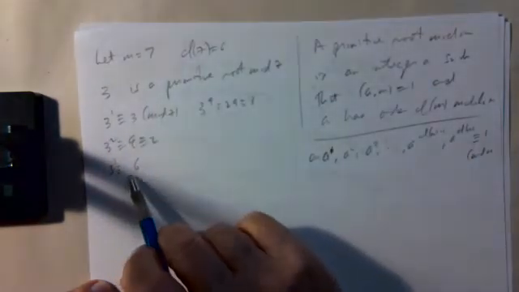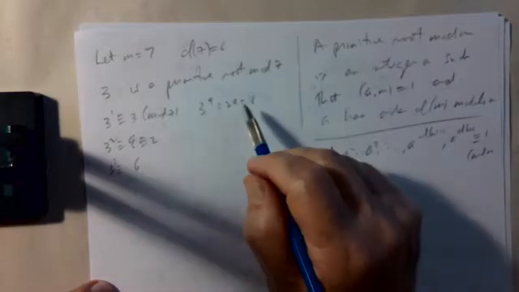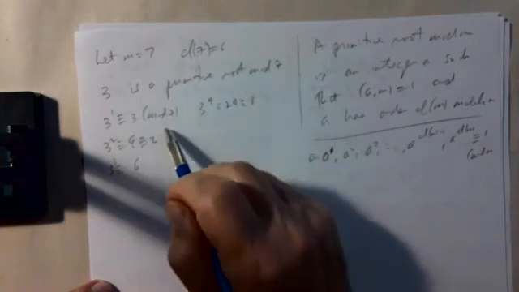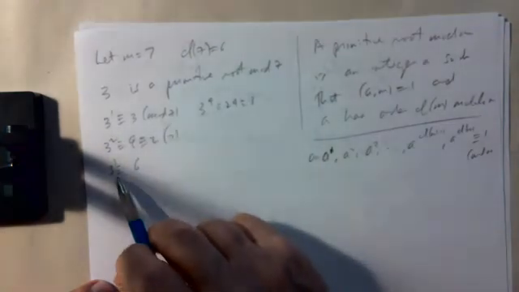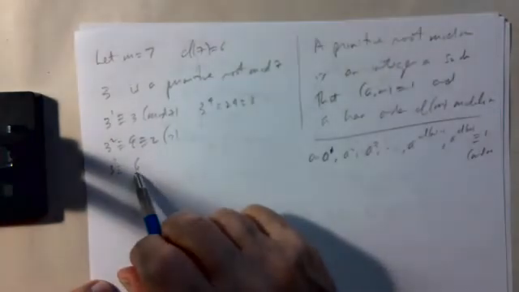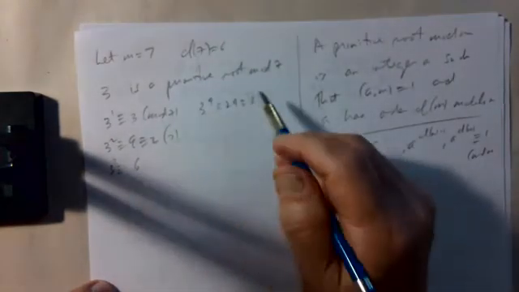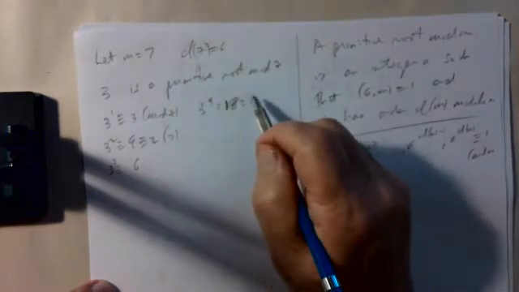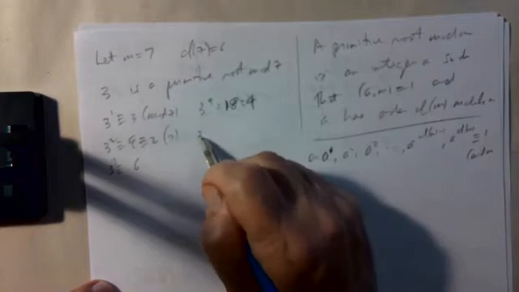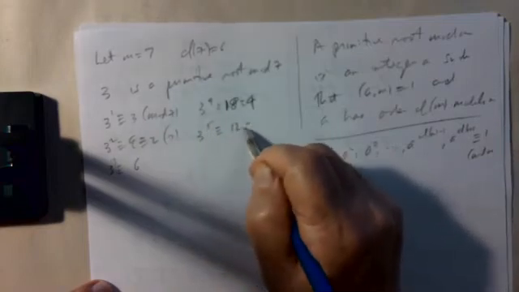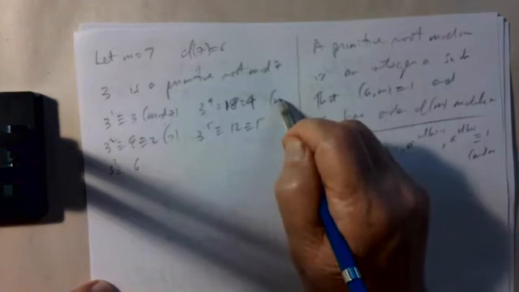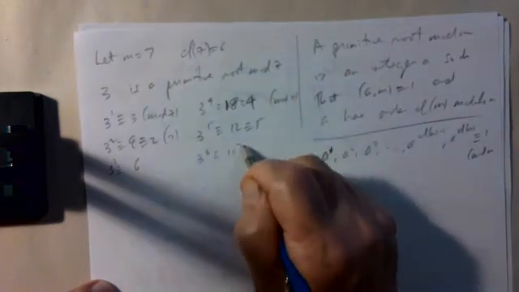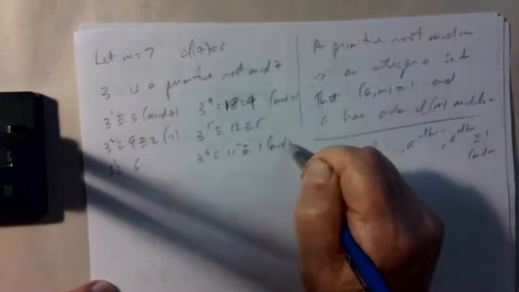3 to the first power is 3. 3 squared is 9, which is 2 mod 7. 3 cubed is 27, which is 6 mod 7. 3 to the fourth is 18, which is congruent to 4 mod 7. 3 to the fifth is 12, which is congruent to 5. This is all mod 7. And 3 to the sixth is 15, which is congruent to 1 mod 7.